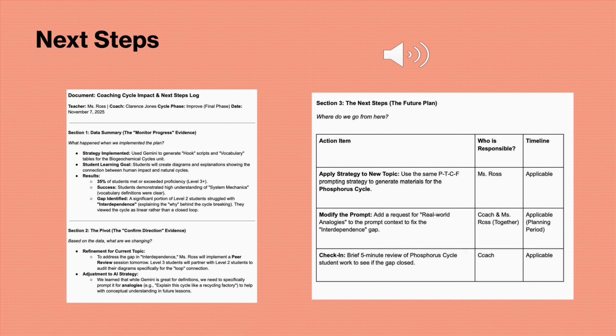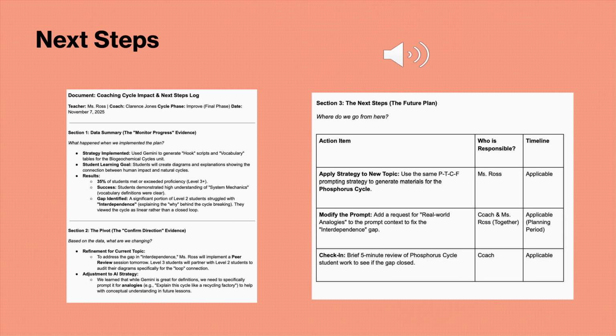The success: students demonstrated high understanding of system mechanics. Gap identified: a significant portion of level 2 students struggle with interdependence. They view the cycle as linear rather than a closed loop. The pivot, so what we're going to do in terms of confirming the direction, we're going to refine the current topic. So what I stated was, to address the gap in interdependence, Ms. Ross will implement a peer review session.